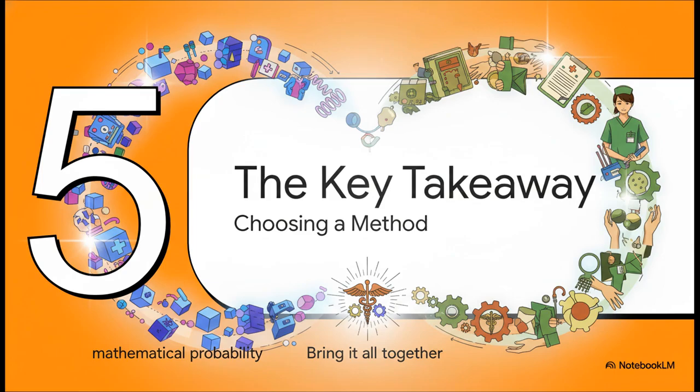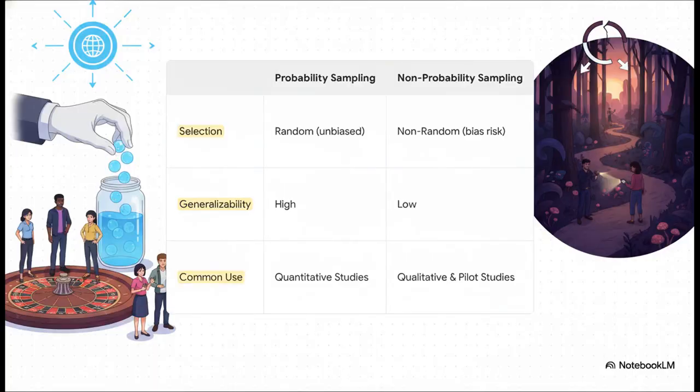Okay, so we've walked down both paths. One is all about the pure math of random chance, and the other is all about what's practical in the real world. So how do you choose? Let's tie this all together. So here's the bottom line, the big trade-off.